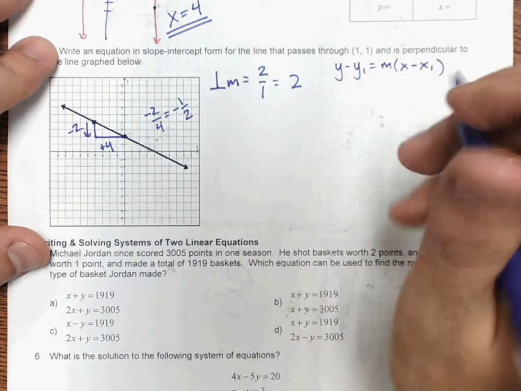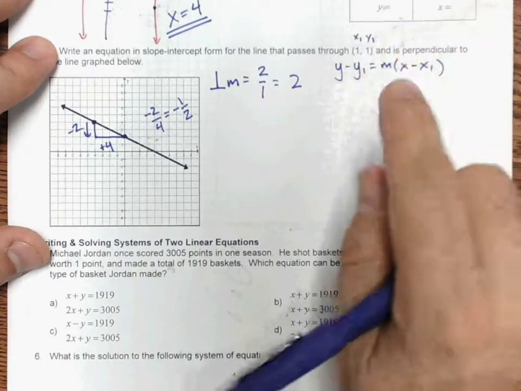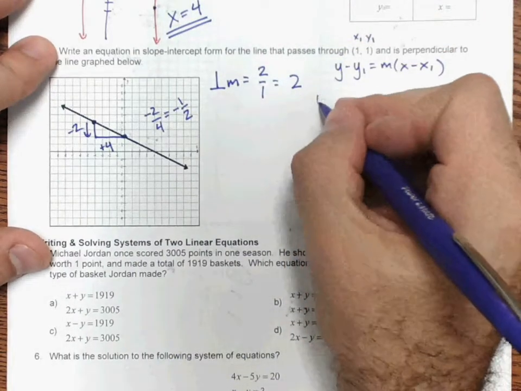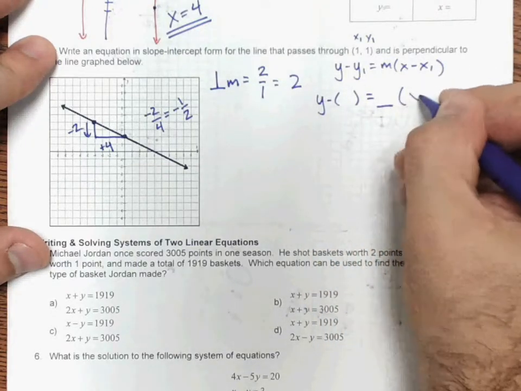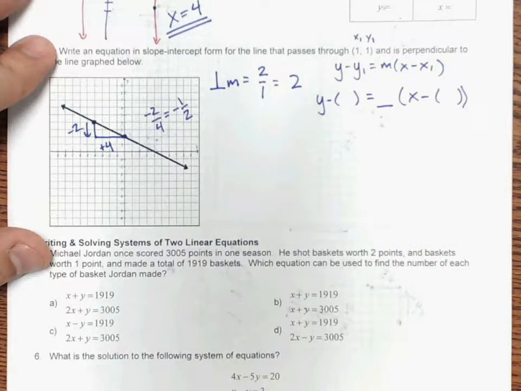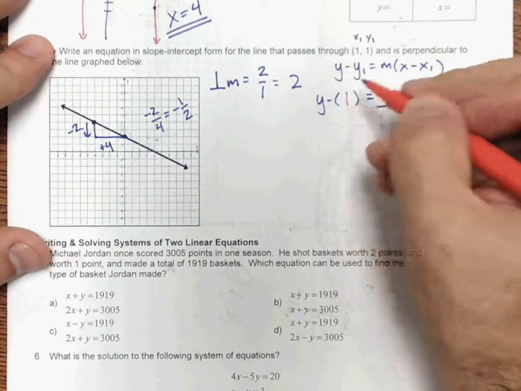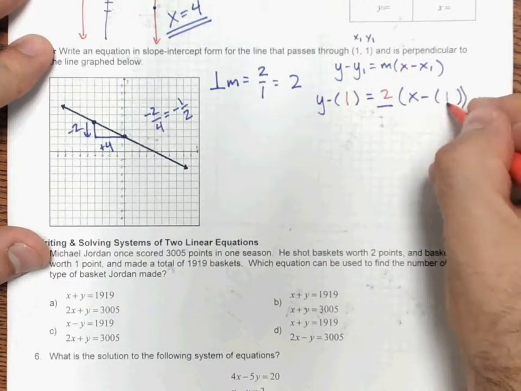So we have m. I'm going to go ahead and label these two things, x1 and y1, so we know where to plug things in. So y minus something equals something times x minus x1. And then we're going to fill in the gaps. y1 is 1, m is 2, and x1 is also 1.